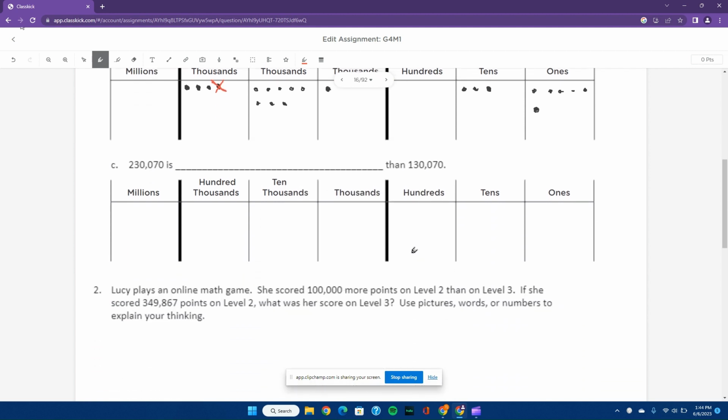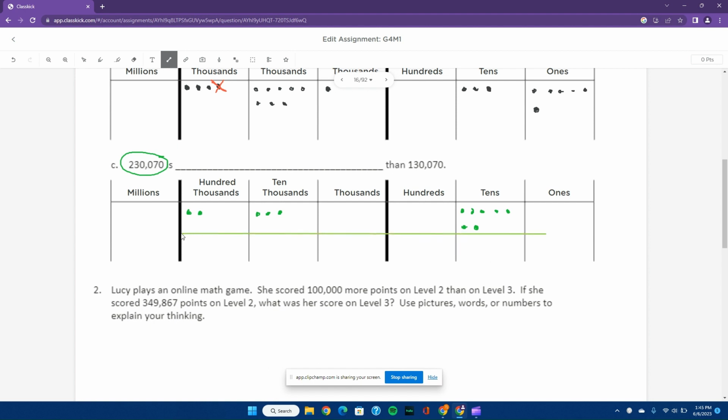Letter C says 230,070 is some amount more than 130,070. So I will put this first number in my place value chart in green, and then I'll put 130,070 in a different color. So in 230,070, I have 2 in the hundred thousands, 3 in the 10,000s, no thousands, no hundreds, 7 tens, and no amount of ones.